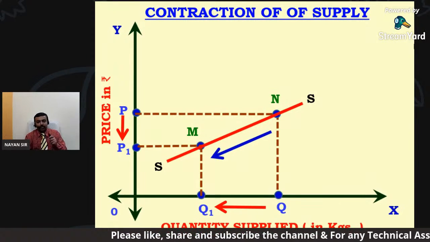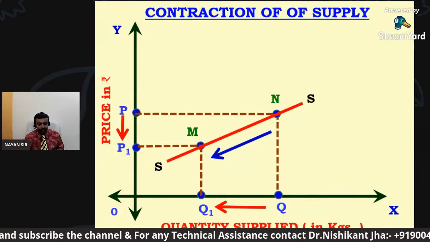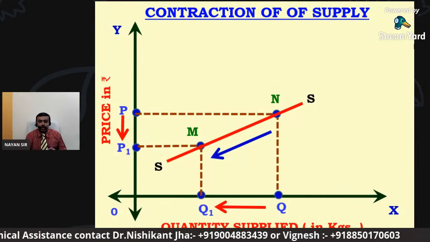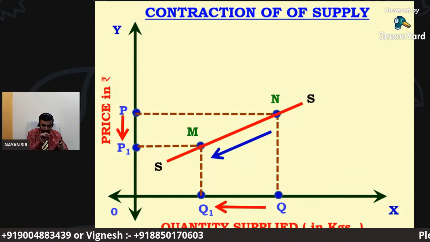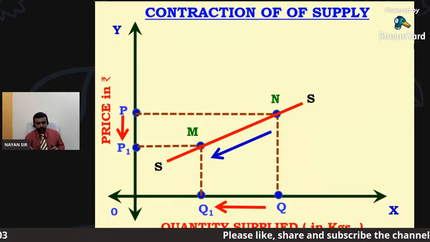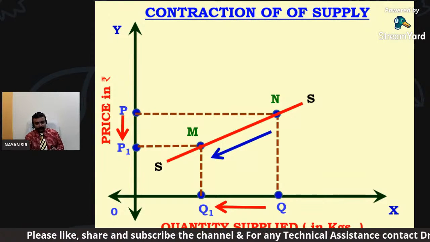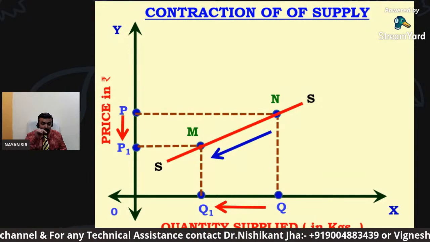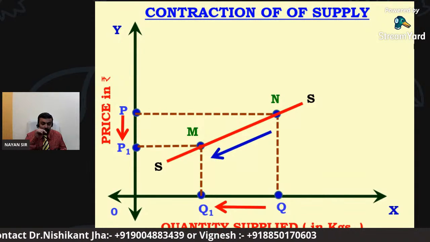Friends, from the graph on your screen, we can observe that SS is the supply curve. Quantity supplied is shown on the x-axis and the price on the y-axis. Quantity supplied falls from OQ to OQ2, and the price falls from OP to OP1, resulting in the downward movement from point N to point M on the supply curve SS. This is known as contraction of supply.